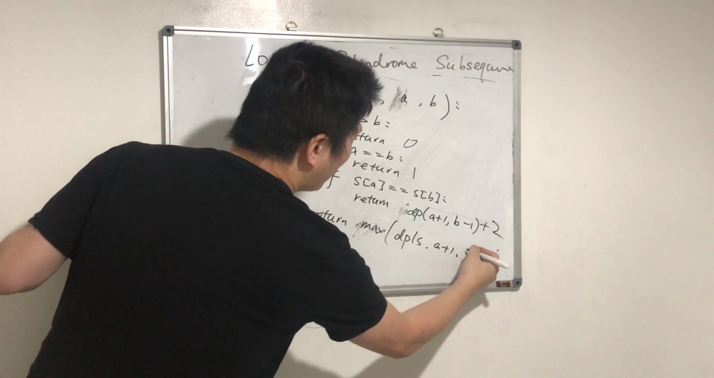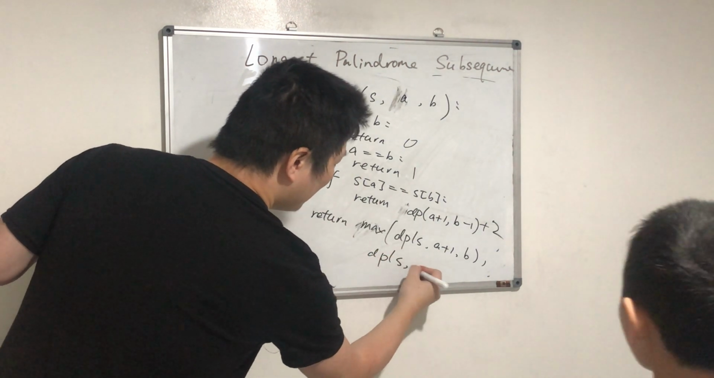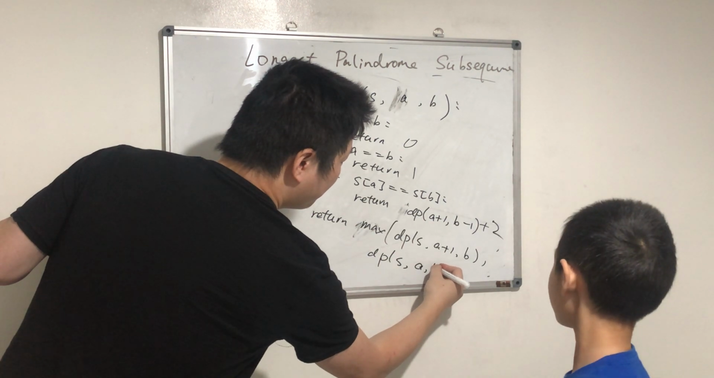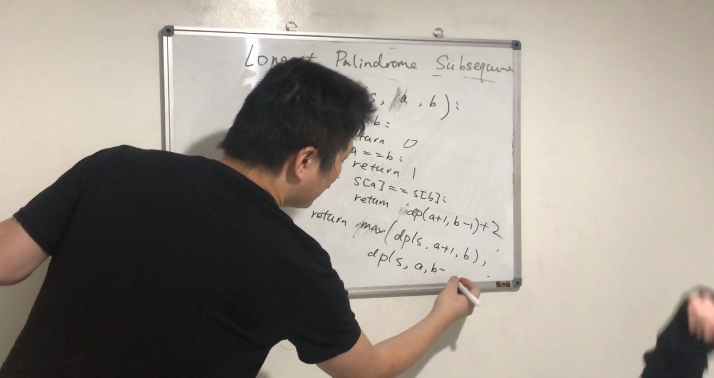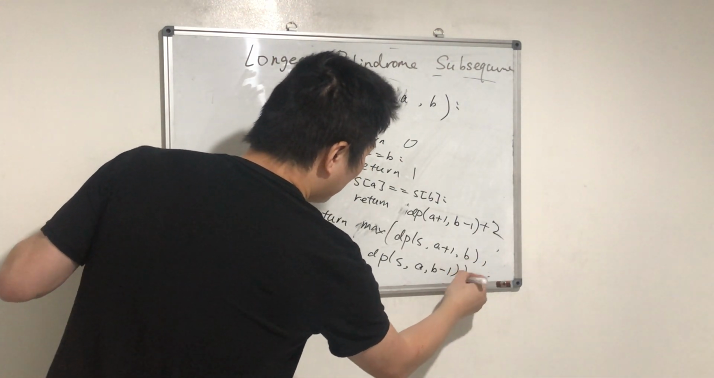DP as A plus 1, B, and DP as A, B minus 1. A plus 1, B minus 1. Okay, that's it.